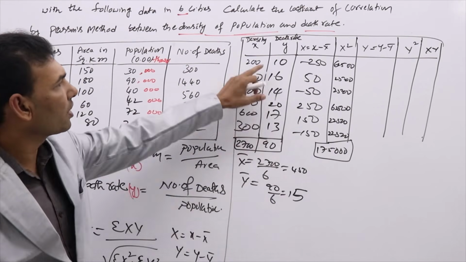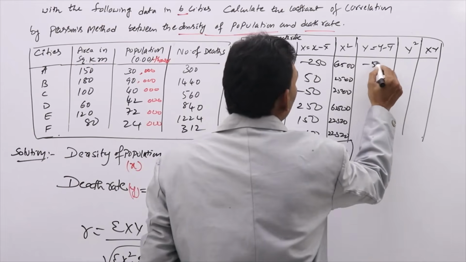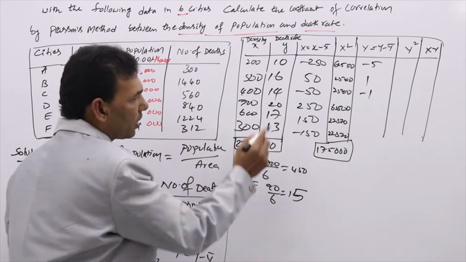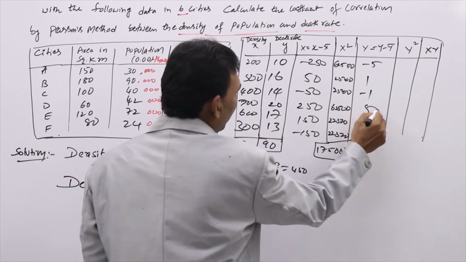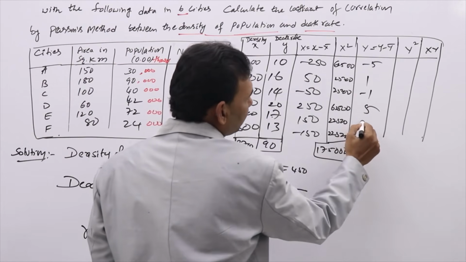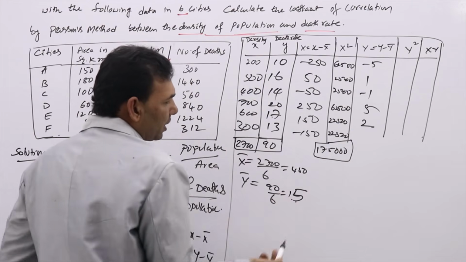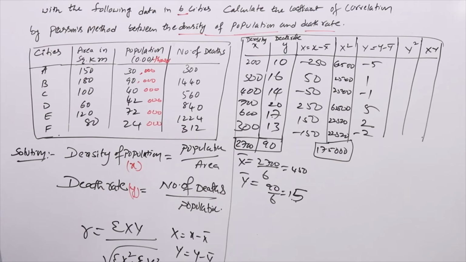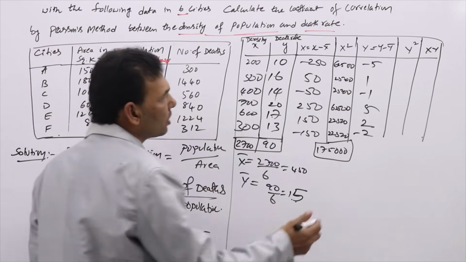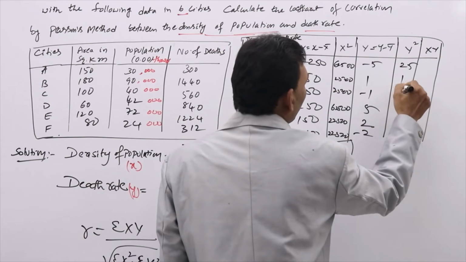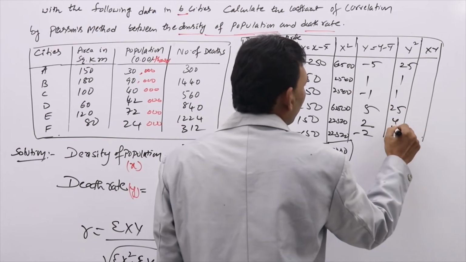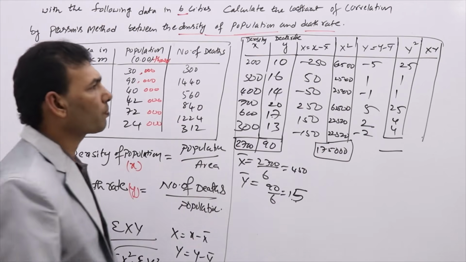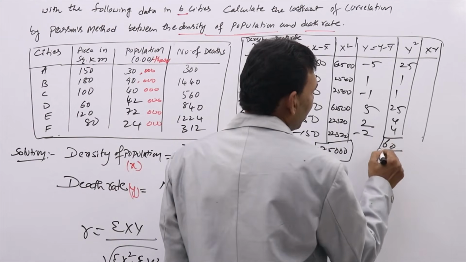Capital Y, y minus y bar. Y bar is 15. 10 minus 15, minus 5. 16 minus 15, 1. 14 minus 15, minus 1. 20 minus 15, 5. 17 minus 15, 2. 13 minus 15, minus 2. So like this, you need to calculate y minus y bar values. Next, y square. 25, 1, 1, 25, 4, 4. So add sigma y square values. You will get 60 here.